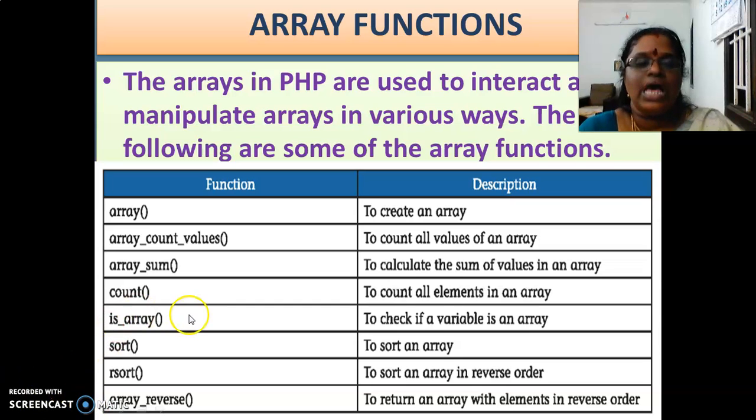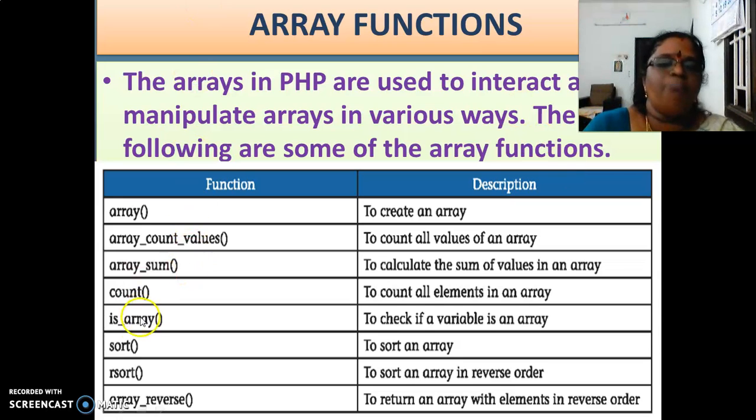The next one is is_array. This function is used to check if a variable is an array. If a certain variable is passed, it will check and tell whether it is an array variable or some other variable. If it is an array variable, it returns true, otherwise it returns false. Got it, children? The next one is sorting. Sort will sort an array. What is meant by sort? It places the values in an order. Sort and rsort are there. Sort is ascending order. Rsort is descending order, the reverse of sort.